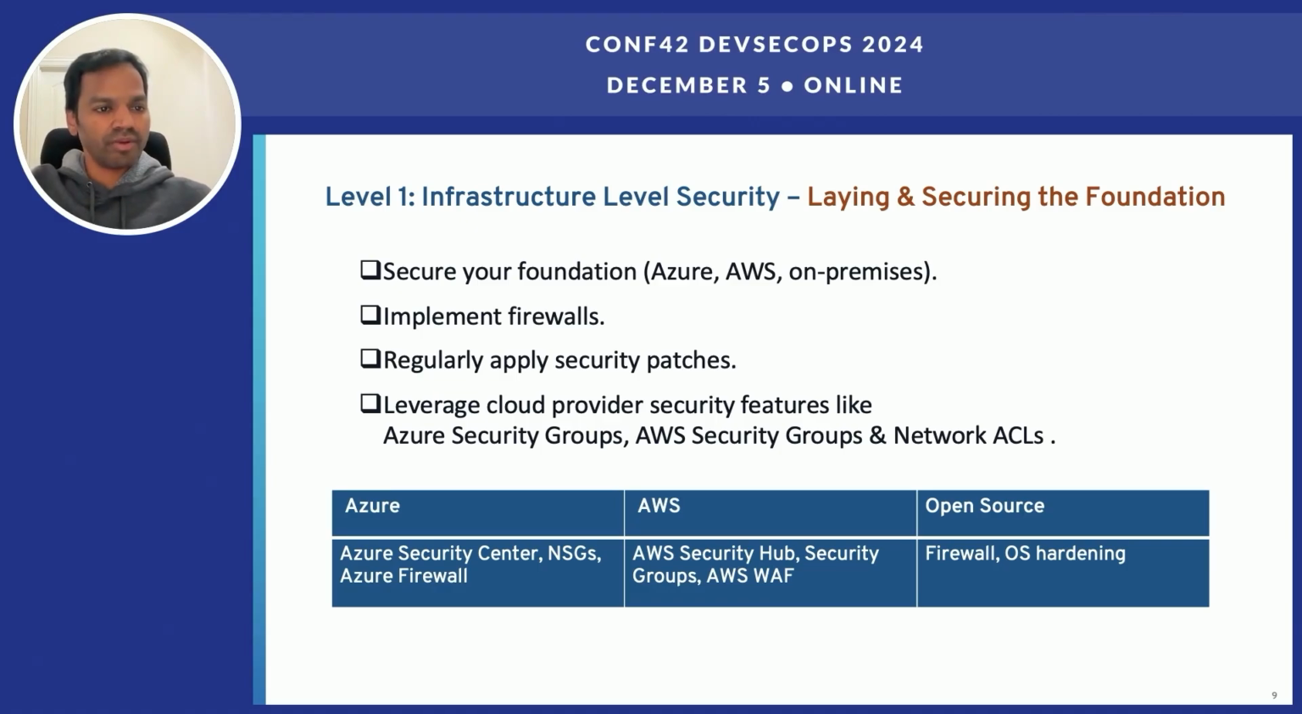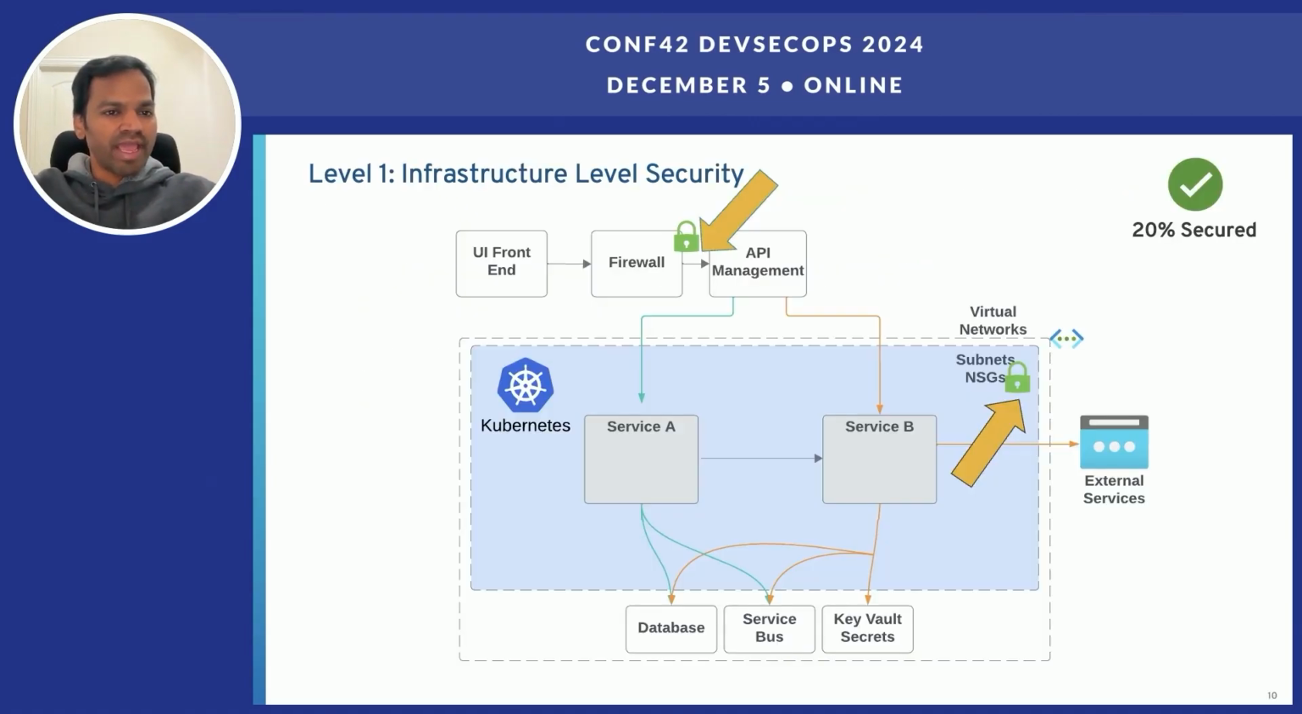In this architecture, I have added a firewall just before the API management and added the subnets and NSGs to protect all the incoming requests. This would safeguard the request. Securing the infrastructure is only 20% of the overall security, but it is a critical foundation.